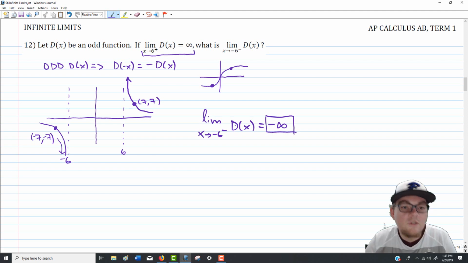Now be careful, don't get too excited and just go, oh, I'll just put a negative in front. Yeah, that seems to be kind of what happens, but I could have asked you, what is the limit as x approaches negative 6 from the right side, in which case we wouldn't have had any information, because we don't know what's happening over here. So unfortunately, you can't do that every single time, but for odd functions, we do have the ability, and we just did and put it into action.